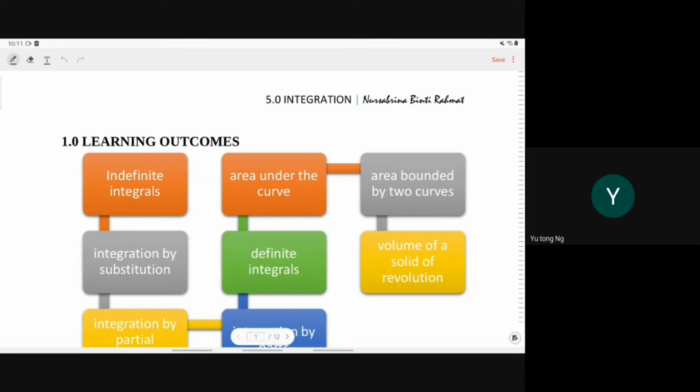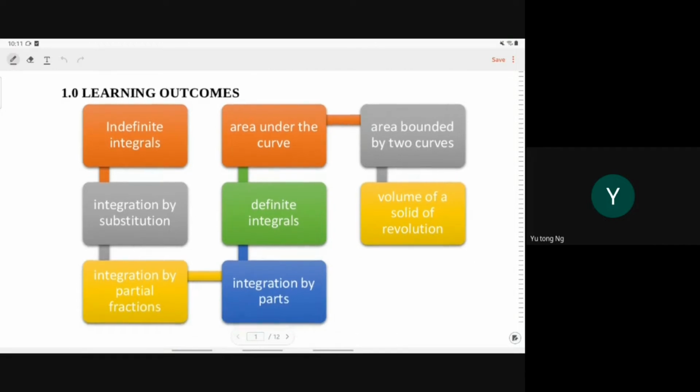Okay, so I believe that every one of you already learned integration back during your high school in your additional mathematics SPM Form 5. Okay, so under this integration chapter 5, you will meet these 8 things. So first you will learn about indefinite integrals.